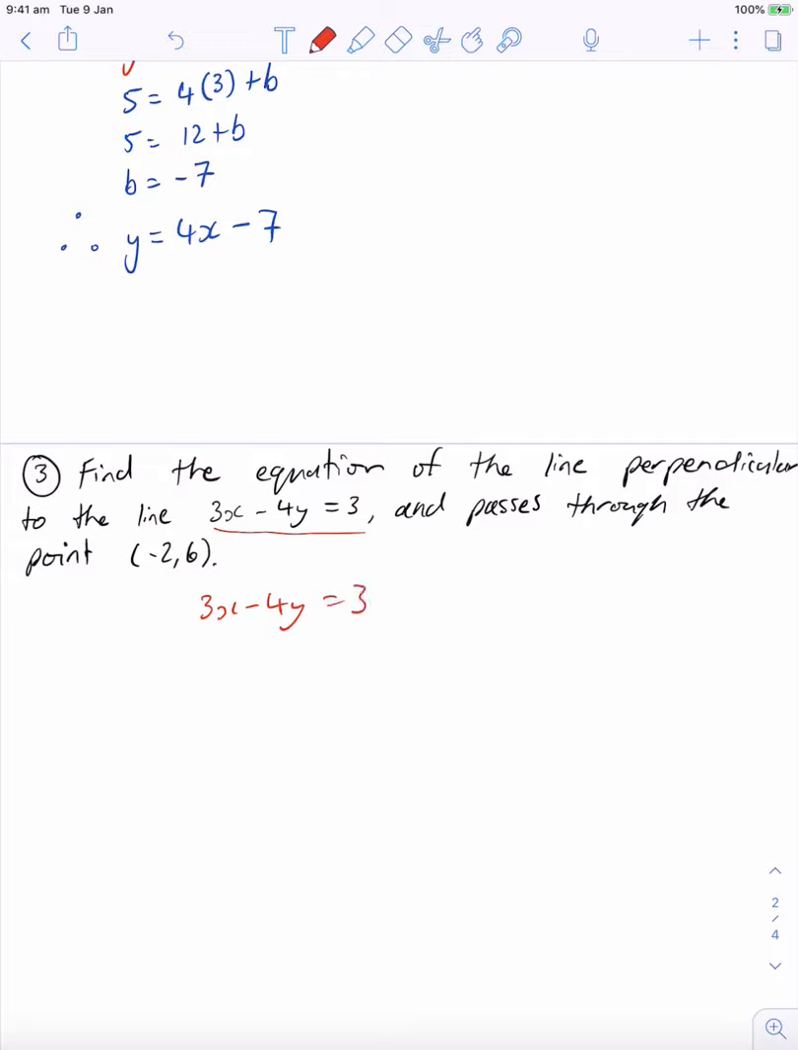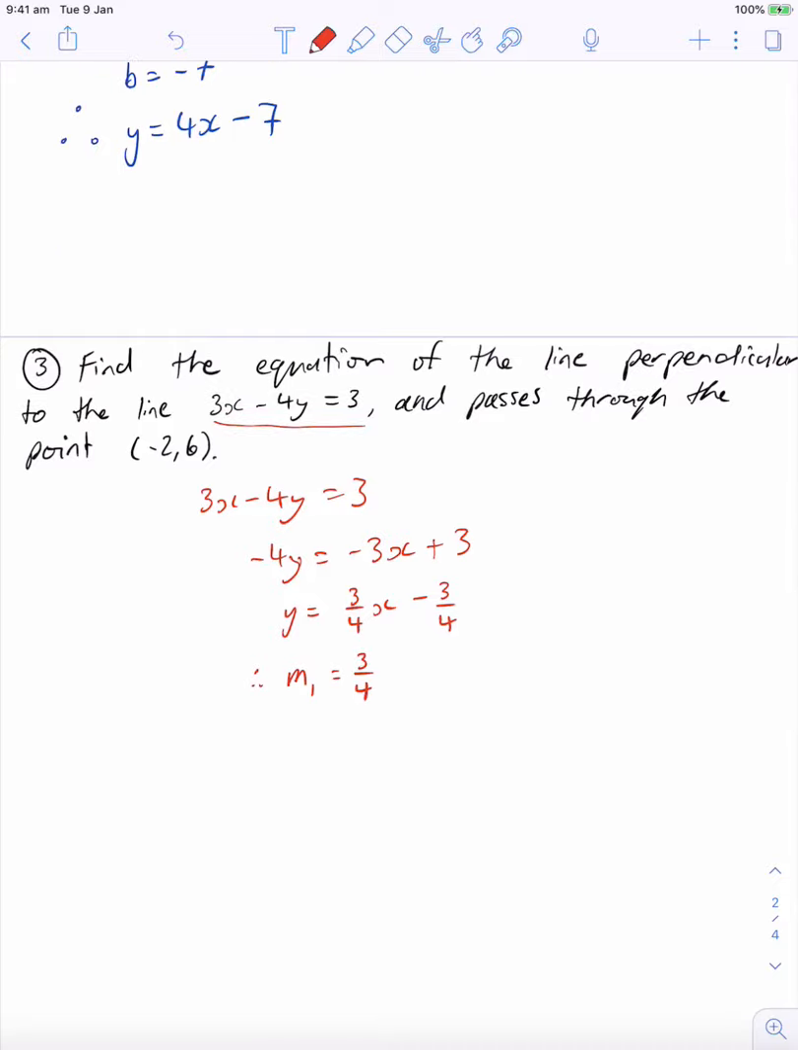Well, let's just move my 3x over, so I'll get minus 4y equals minus 3x plus 3. And the easiest thing for me to do here now is just to divide everything by minus 4. So I can go y equals, well, minus 3 divided by minus 4 becomes positive 3 over 4 x. And this becomes minus 3 over 4. So you can see I've just divided everything by minus 4 there. And so from this, my m1 is going to equal that coefficient of x there, which is 3/4.